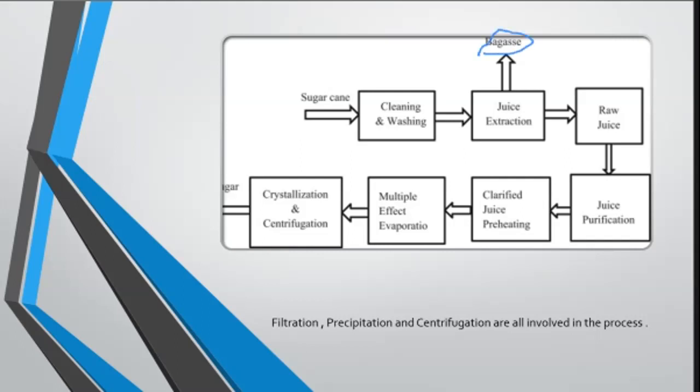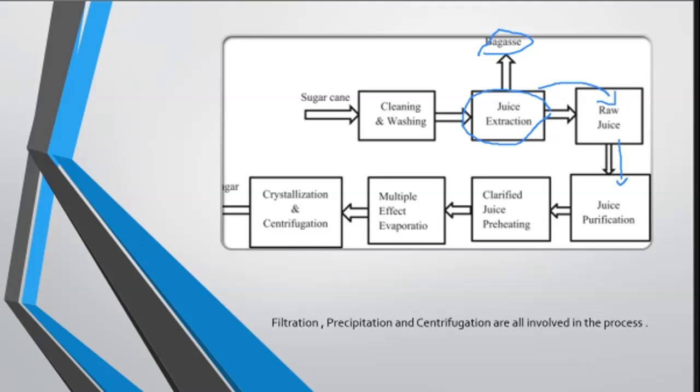The bagasse is used later on in the process as a source of fuel, but the juice that comes out of it undergoes a purification process. So you now have the juice extraction and you have to get raw juice, and this juice needs to be purified, right? In that process, you would have filtration taking place. So you need a filter, right? You have to filter out all the impurities in order to get that raw juice.